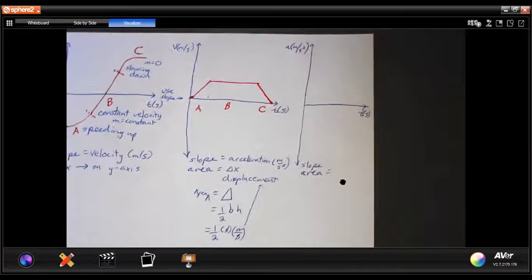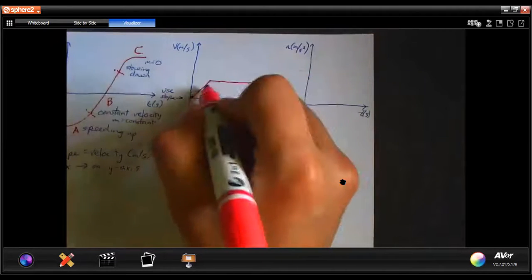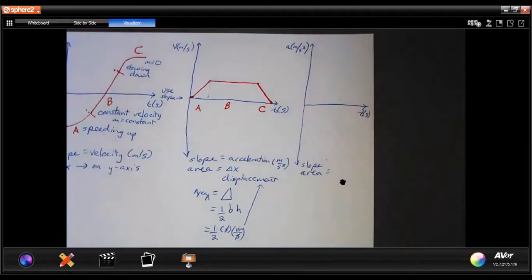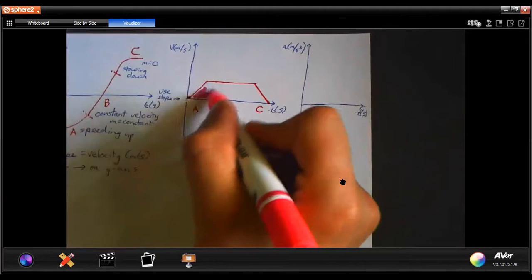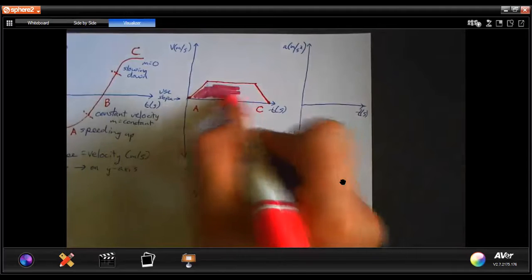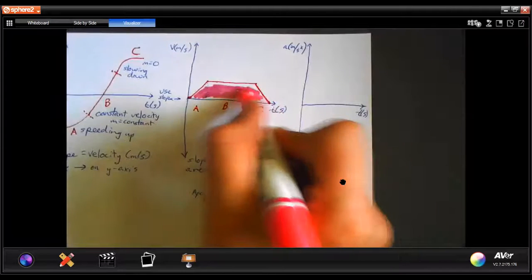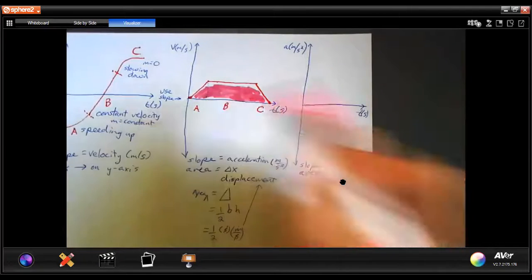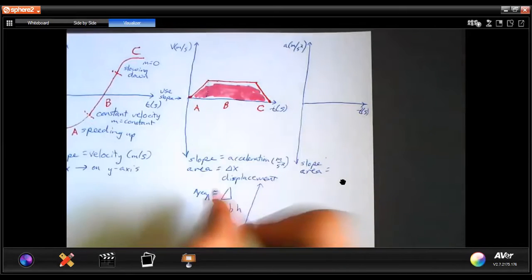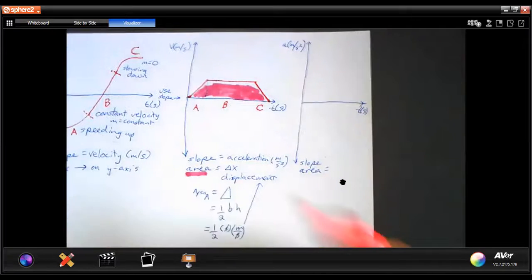Okay? And I'm going to make it a little bit more clear by filling in the area I'm talking about. It is the area between the graph and the x-axis. Is that area here. So this area is going to be the displacement.